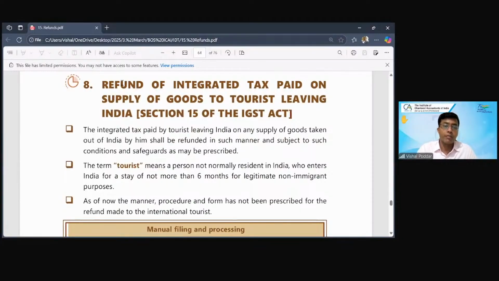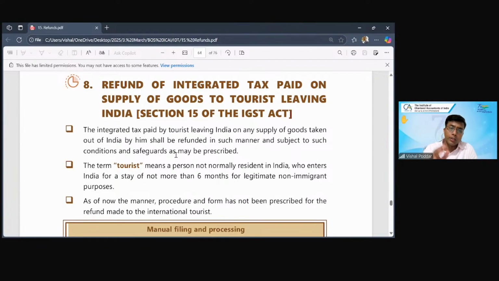Next, interesting part, refund of the IGST paid on supply of goods to tourists leaving India. Now, this is a very interesting point. Now, I am having a shop, let us say a gift shop. A foreigner comes in my shop, and it is very common that a foreigner may walk into your shop to buy something. Now, I can understand from the outfit that this person is a foreigner, from the dialect, from the language, but that does not mean that I will give any special treatment to the foreigner when it comes to tax.